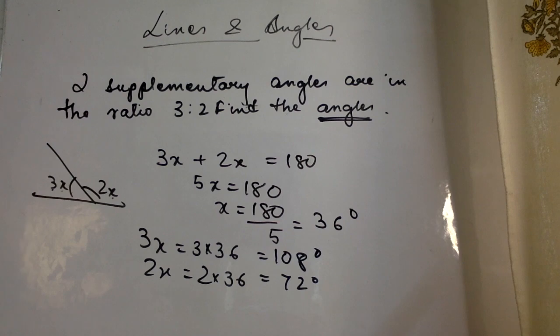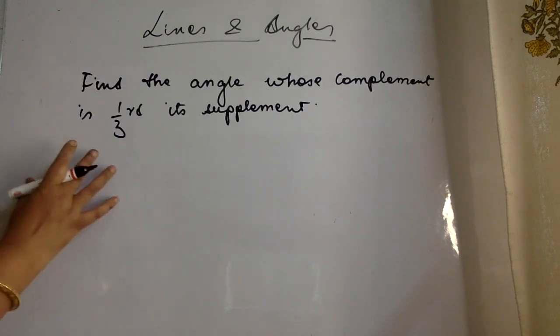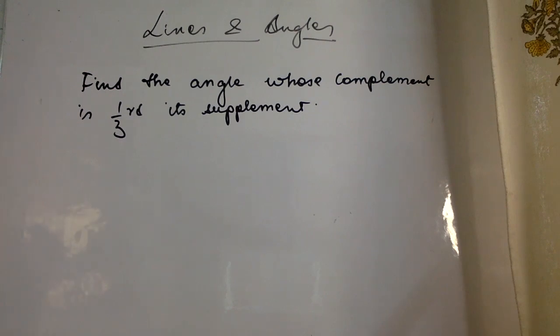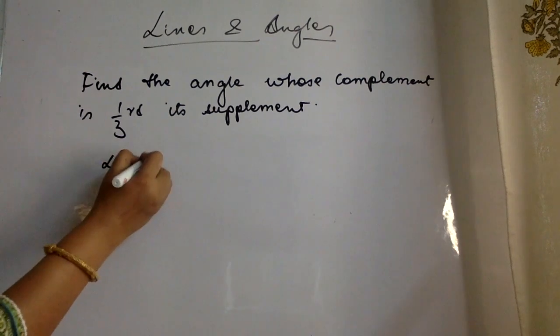Now let's see. Here is the question. Find the angle whose complement is 1/3 of its supplement. So first thing is, let the angle be x.